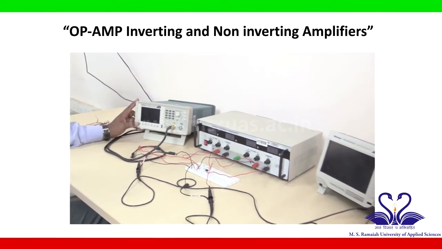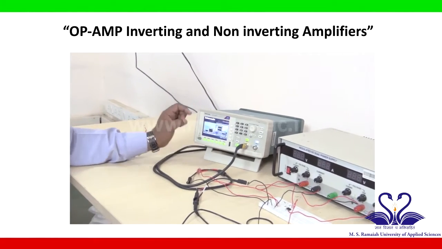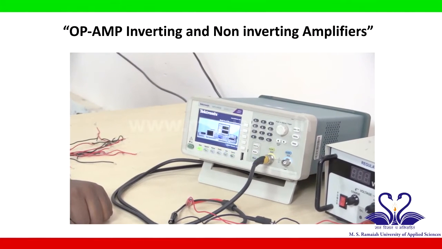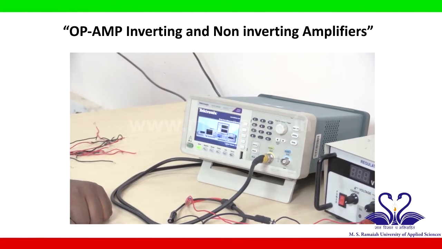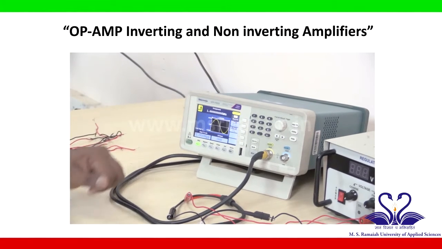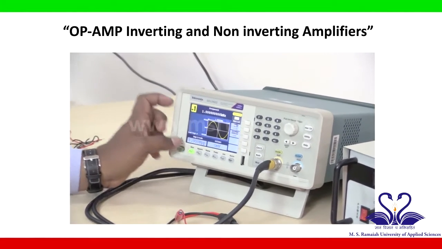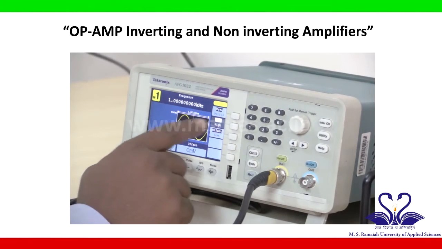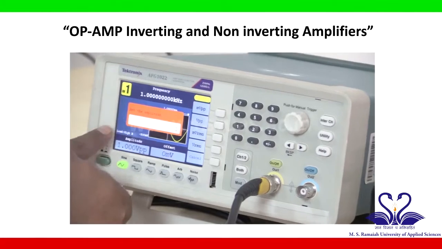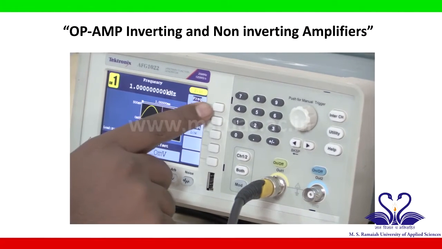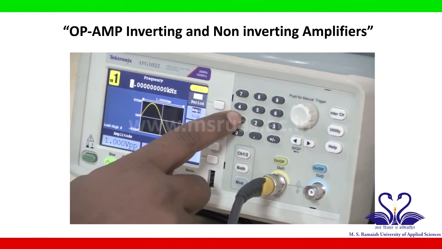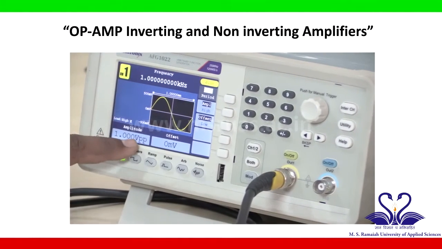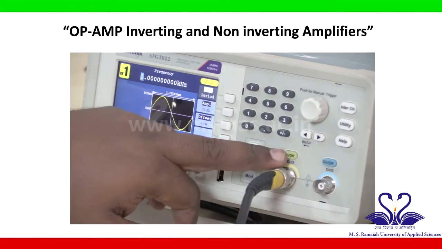Now turn on the function generator. And apply input as sine wave having an amplitude of 1 volt peak to peak. So go to amplitude, apply 1 volt VPP, and frequency, go to frequency, apply 1 kilohertz. So now we have set a sine wave of 1 volt peak to peak and 1 kilohertz frequency. Just turn this on.